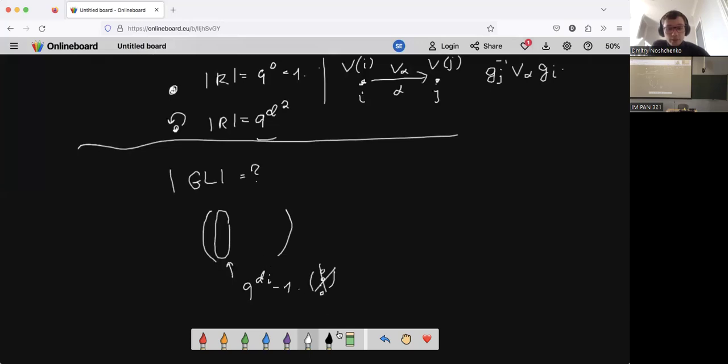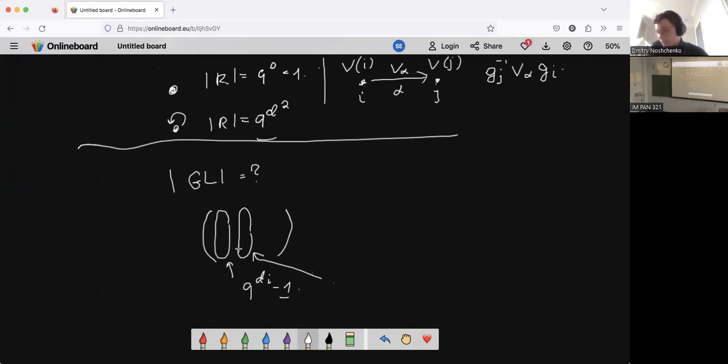And now we ask, how about the second column? How many possibilities are there now? We also have to take into account not only the fact that we exclude the 0 vector, but also that we need to exclude linear dependence on this first vector. So essentially the number of possibilities would be equal to q^d minus q, just minus q.